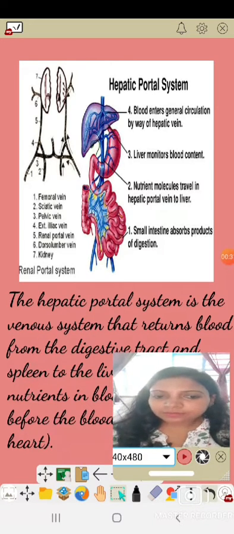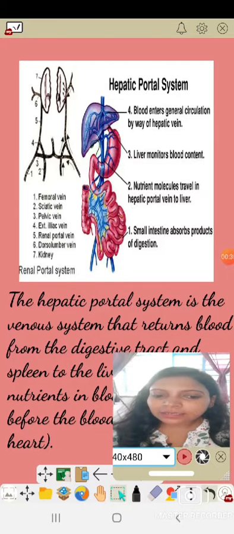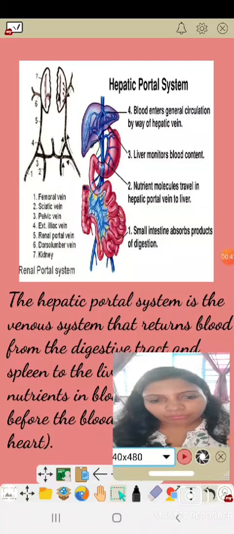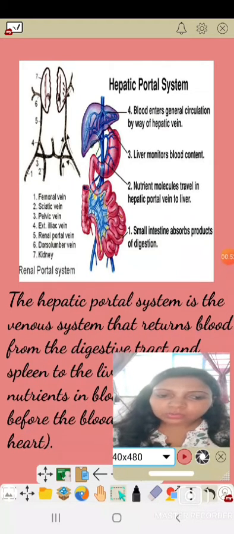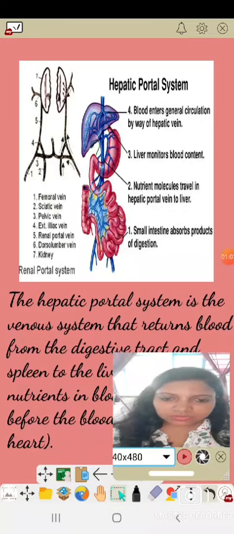So, instead of entering back into the heart directly, the veins coming from the gut continue as the hepatic portal vein. The capillaries that come from the gut join as the hepatic portal vein, which enters the liver. In the liver, they break down into capillaries, and then reunion happens from the capillaries into the hepatic vein, which is leaving the liver. So, let us see it.